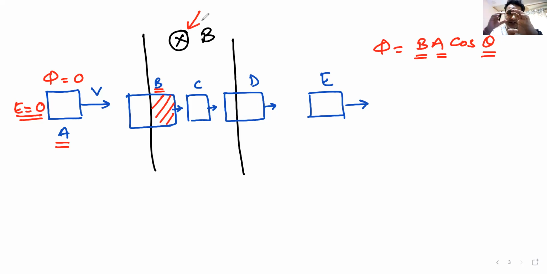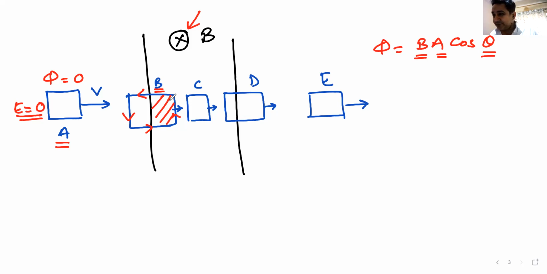To decrease the flux, I must decrease the magnetic field. Yes or no? Yes, sir. If I have to decrease the magnetic field, I have to create magnetic field outwards. Yes or no? Yes, sir. If I have to create magnetic field outwards, how should the current go? Anti-clockwise. So the current induced in this case would be anti-clockwise.